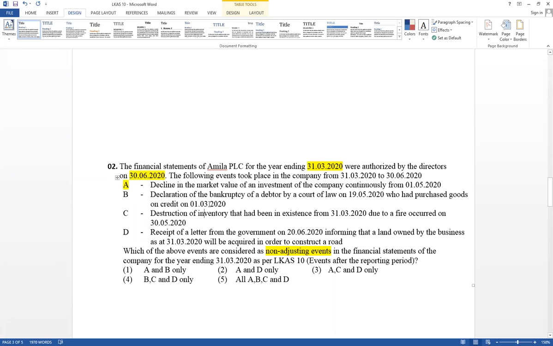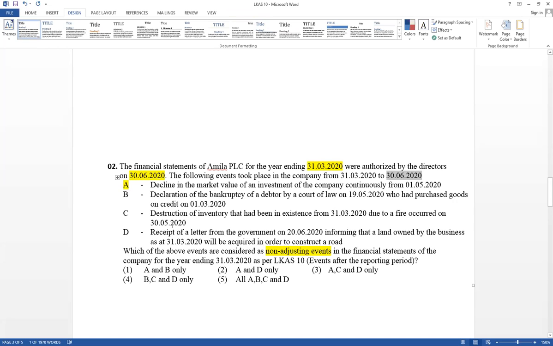Debtor available 31st March 20. Think about credit sales it has given before 31st March 20. The debtors line was at 31st March 20, then became bankrupt before signed by the director. This is the date signed by the director. Before that, debtor became bankrupt. Therefore, this is an adjusting event, but there's none adjusting. Therefore, part B is not the answer.